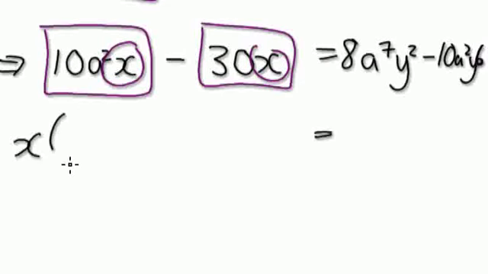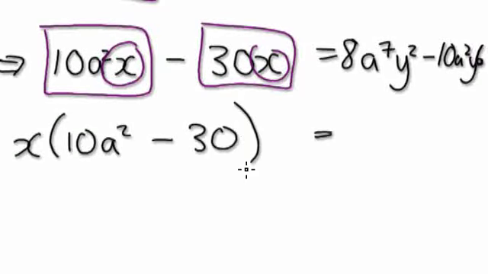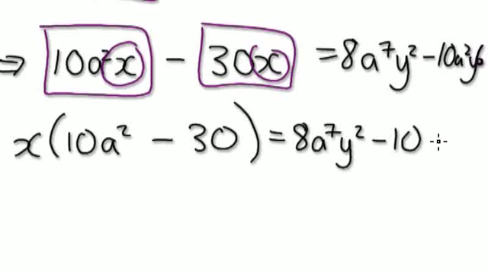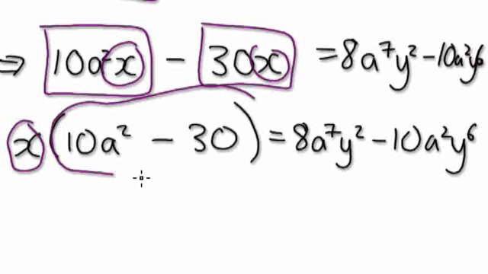So it will be this here, x times 10a squared minus 30, and then close it off. On this side, hang on, I'm going to move it across a bit. On this side, it will be 8a to the power of 7 y squared minus 10a squared y to the power of 6. And now, at the moment, you've got this multiplying by this.